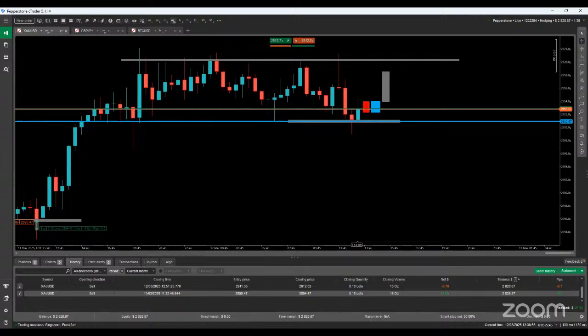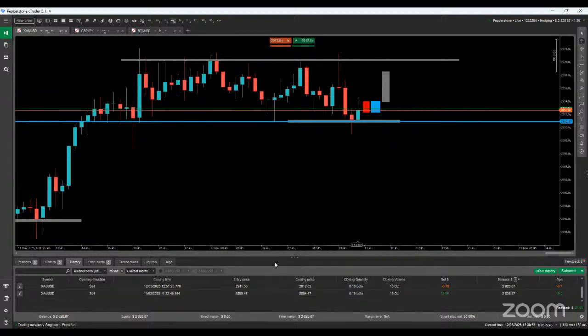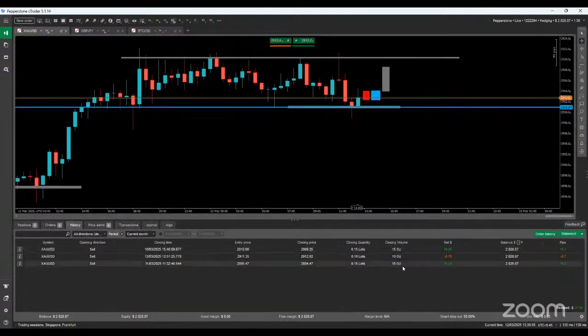So this is all about the trades that we took this week. Altogether, three trades. We made around 27 pips, sorry, $27. That's good, by putting 0.1 and 0.15 lots.